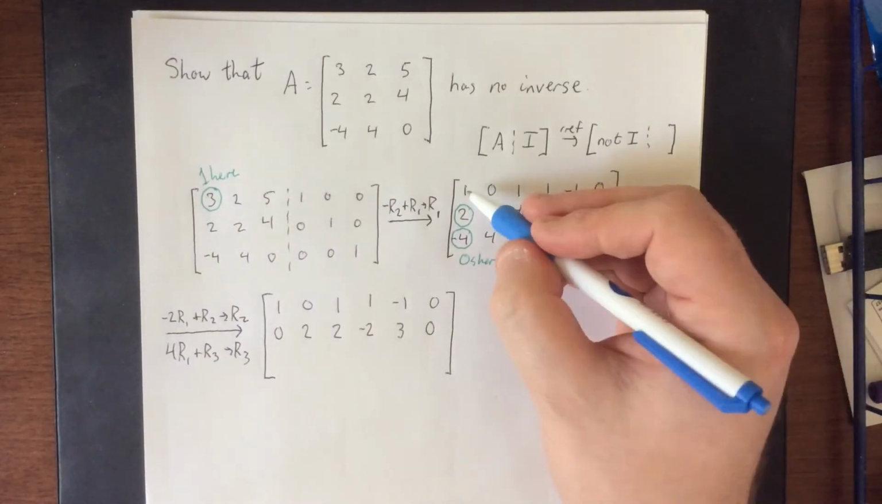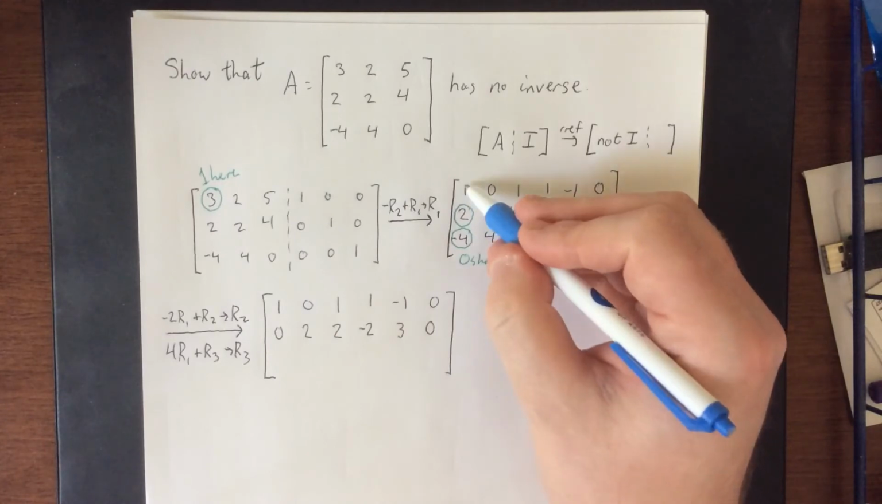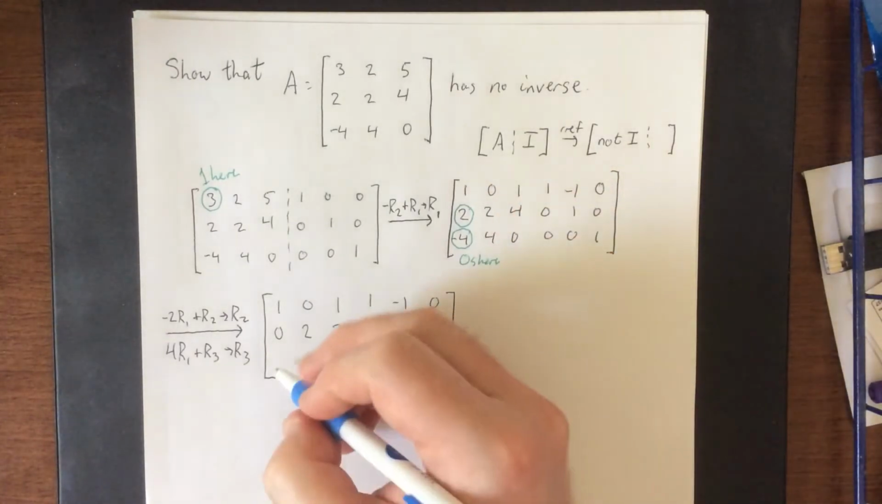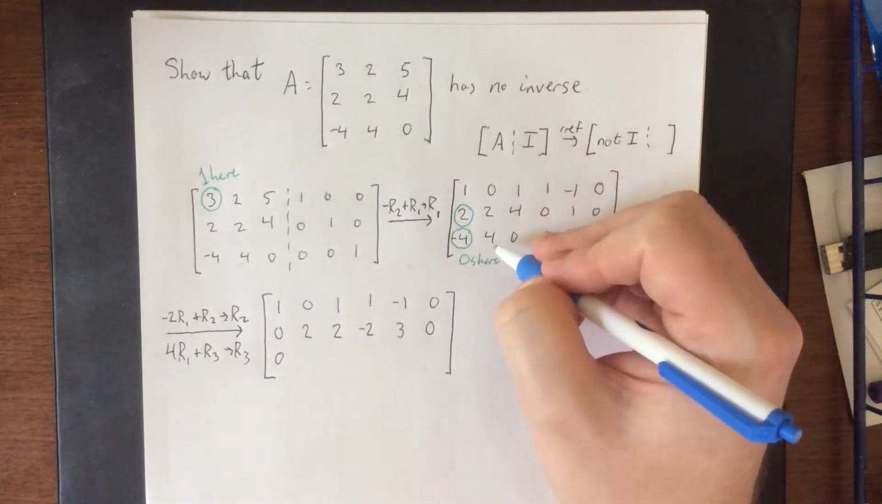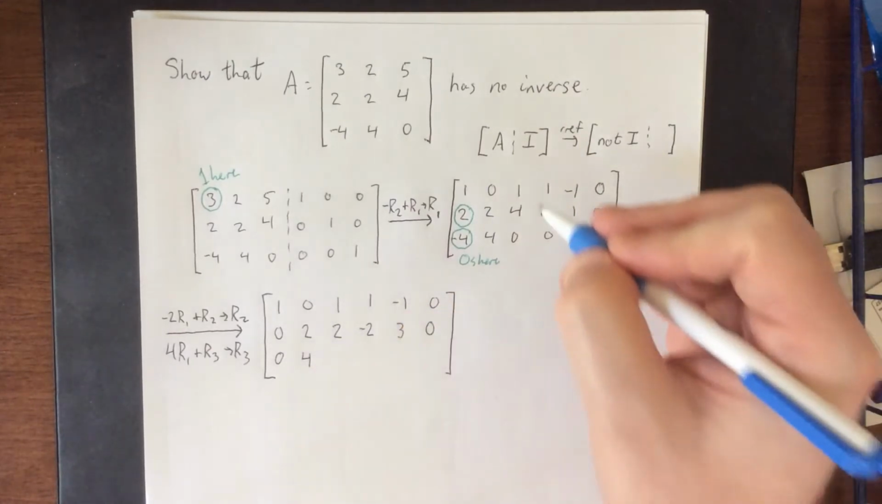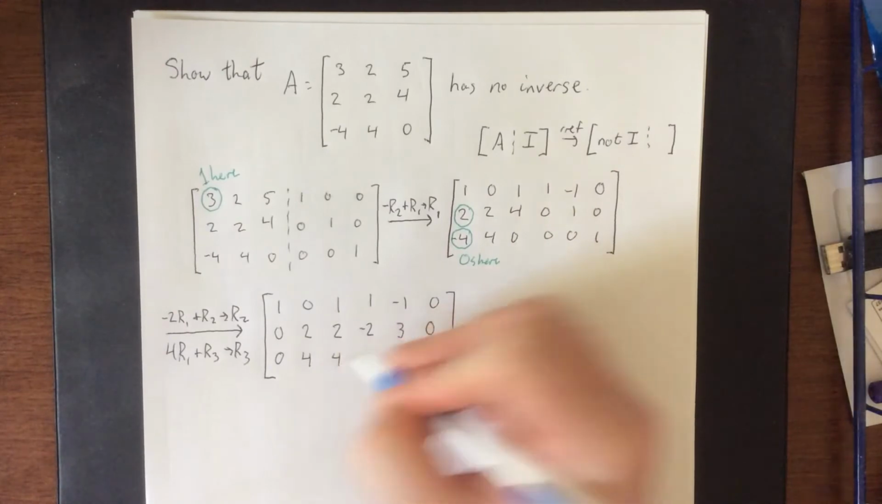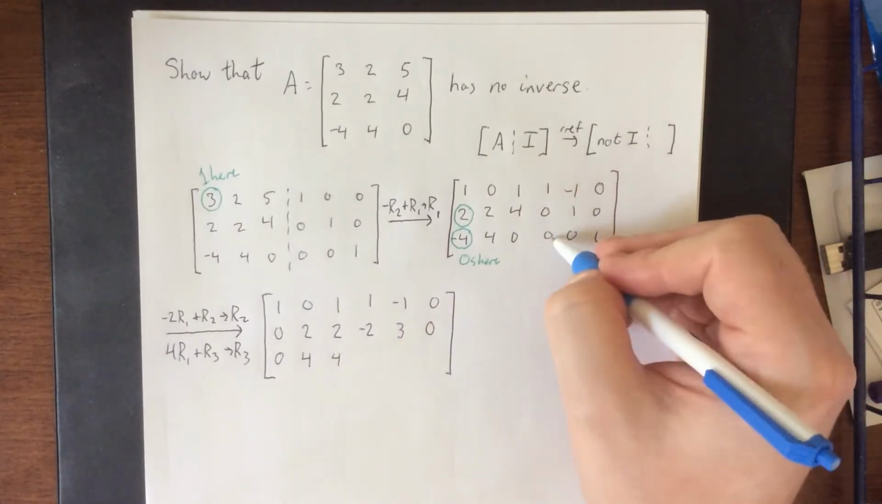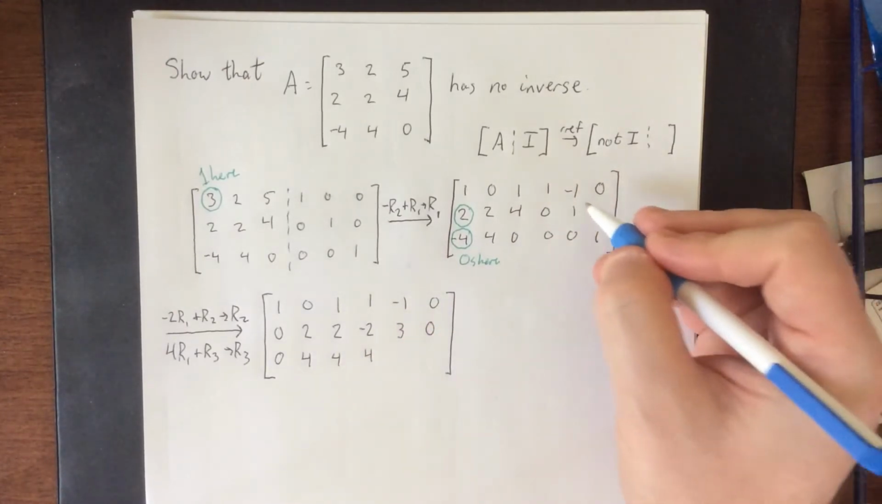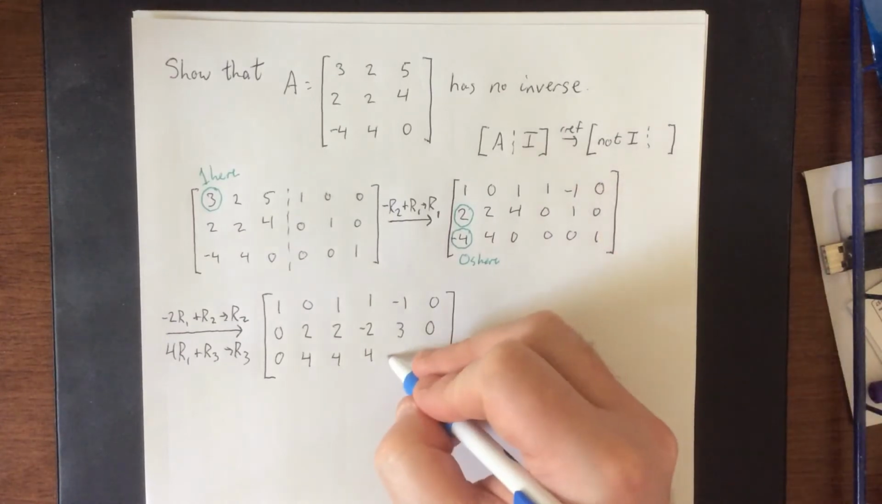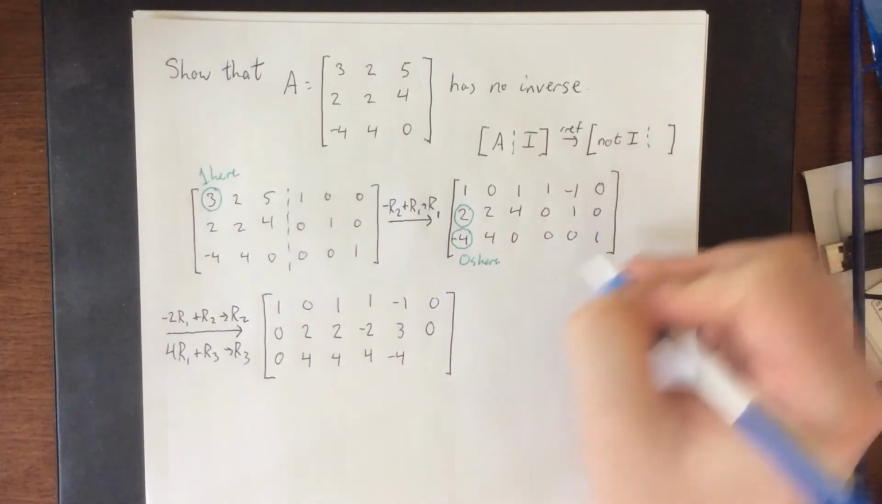Next, we take 4 times the first row and add to the third row. 4 times 1, add to negative 4. 4 times 0, add to 4. 4 times 1, add to 0, we get 4. 4 times 1, add to 0. 4 times negative 1, add to 0. 4 times 0, add to 1.